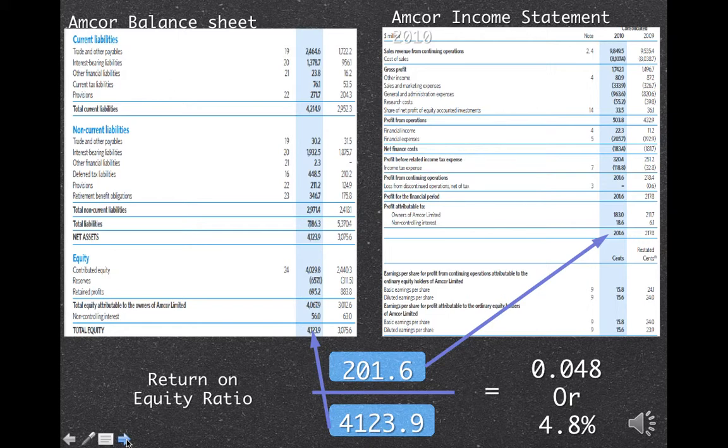And where do we get the information from? Remember, we're looking at two different statements. Our net profit comes from our income statement, and again it is 201.60. Our owner's equity or total equity in the business comes from the balance sheet, and in this case it's 4123.90. That gives us a sum of 0.048 times by 100 gives us 4.8%. That is the return that investors who put their money into the business will get from the profit of the business.